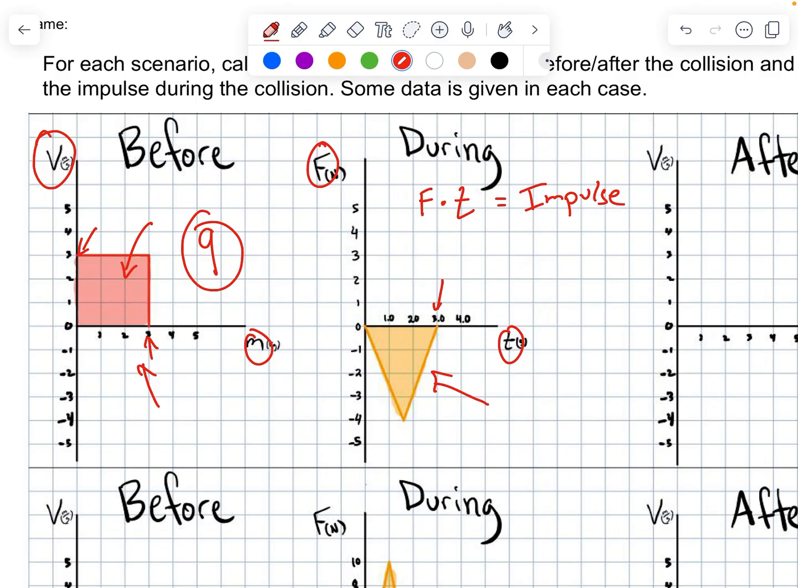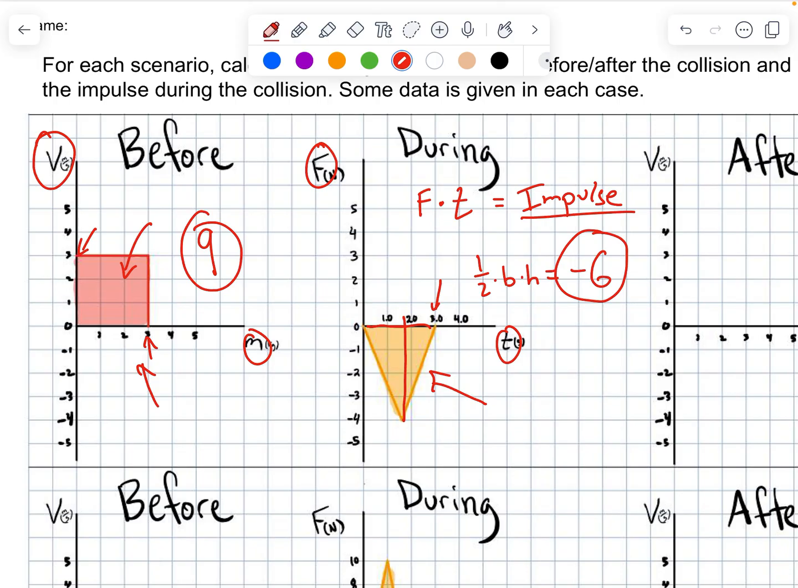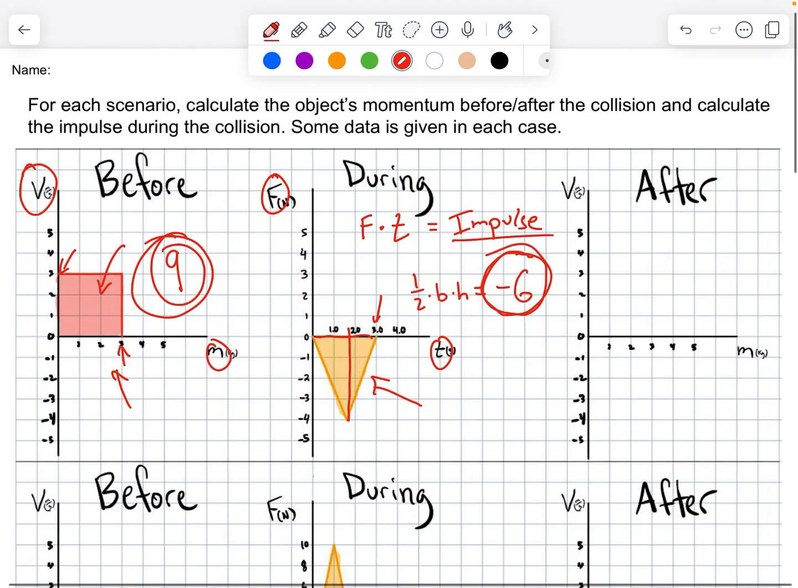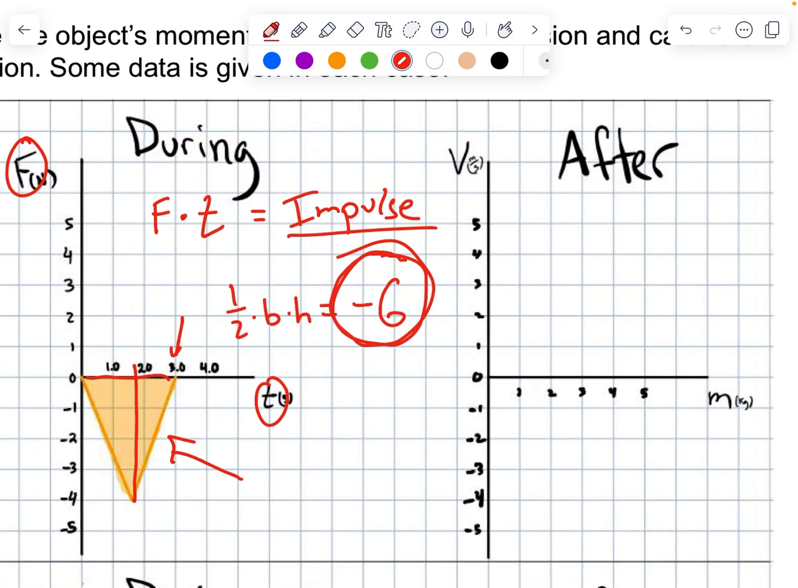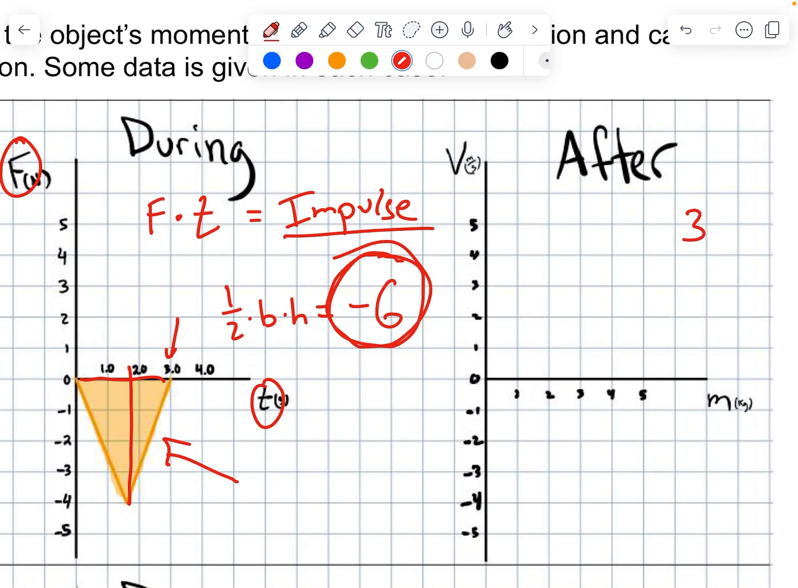So to find the area of a triangle, it's 1/2 times the base times the height. 3 times -4 is -12 times 1/2 is -6. Okay, so the thing about impulse is that an impulse changes an object's momentum. So if we started with 9, the impulse decreased its momentum by 6. That means that after, we have a momentum of 3.